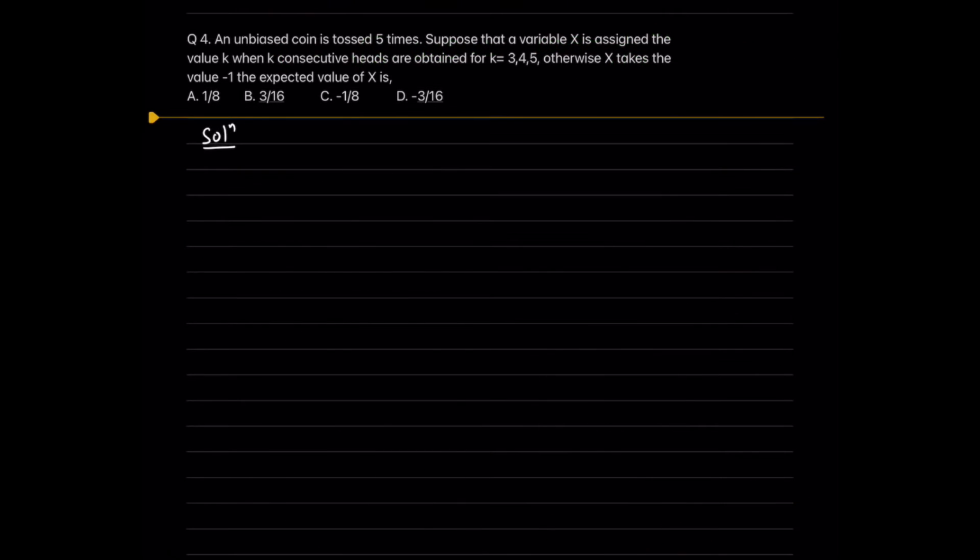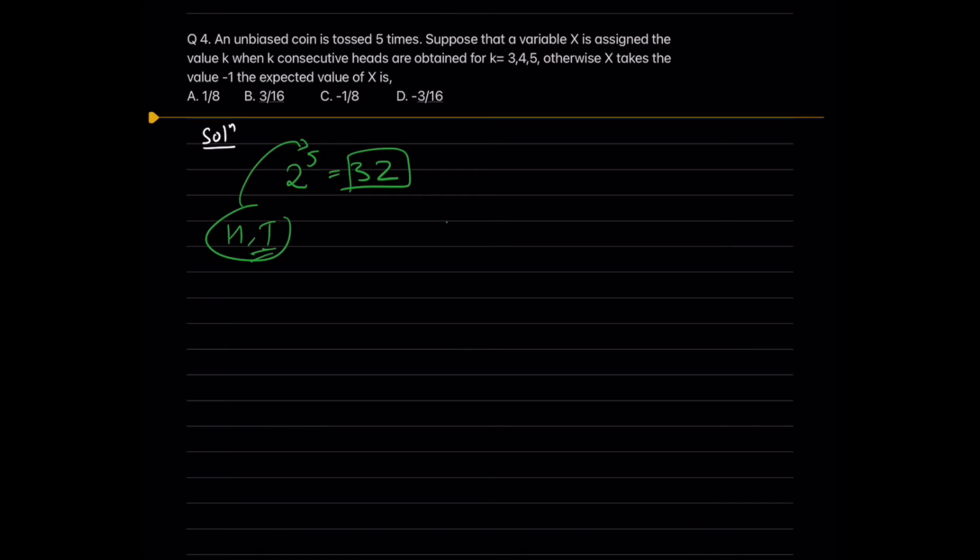In this question we have a fair coin and we are tossing it 5 times, and then we are assigning a variable x which can take the value of 3, 4 or 5 for 3, 4 and 5 consecutive heads. Otherwise the variable x takes the value -1. That is, for the case when 0, 1 or 2 consecutive heads come, it will take the value -1. First of all, the total number of possible outcomes will be 2 raised to the power 5, that is 32, because when we toss a coin there are only 2 possibilities, head or tail, and when we toss it 5 times the total will be 2 raised to the power 5, that is 32.